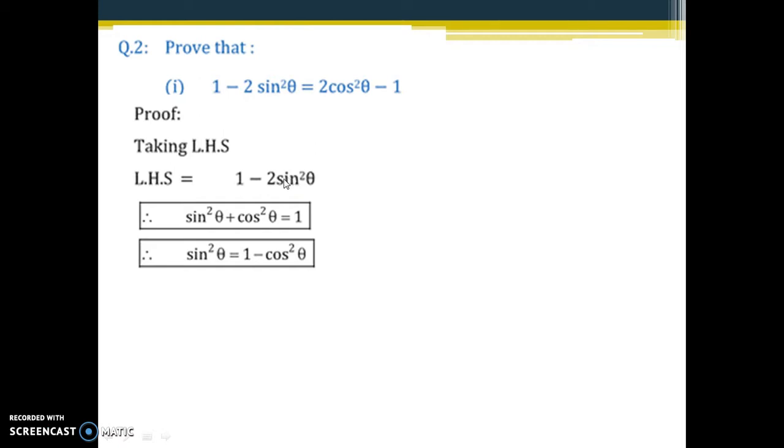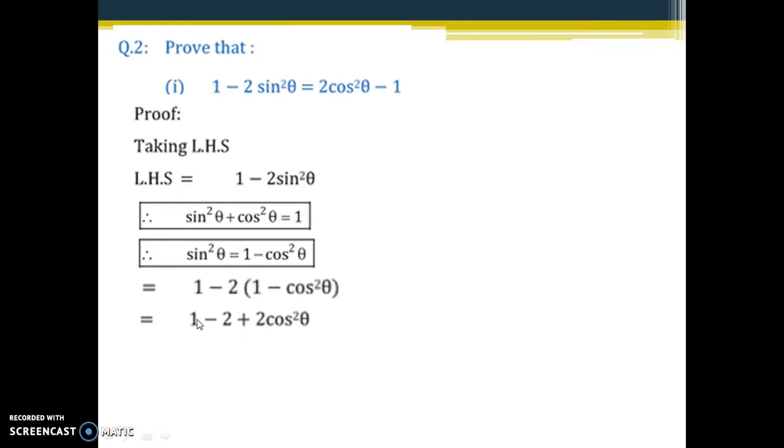Whenever you have a sine square theta in your question, you will do the same thing. Now when I substitute the value of sine square theta, which is 1 minus cos square theta, it will look like this: 1 minus 2 multiplied by 1 minus cos square theta. Now I can open the bracket and multiply 2 inside. I will get minus 2 multiplied by 1 is minus 2. Minus 2 multiplied by minus cos square theta is plus 2 cos square theta.